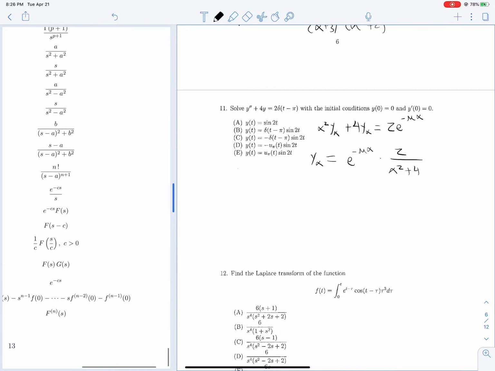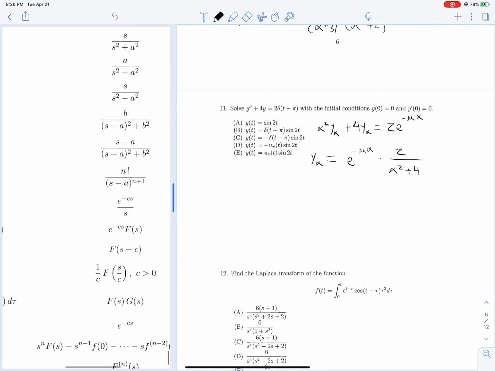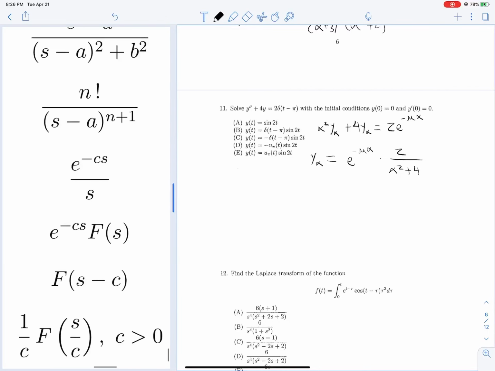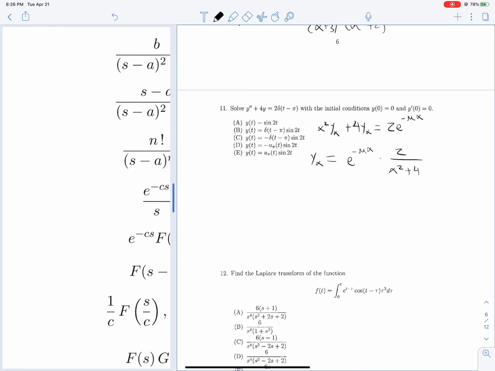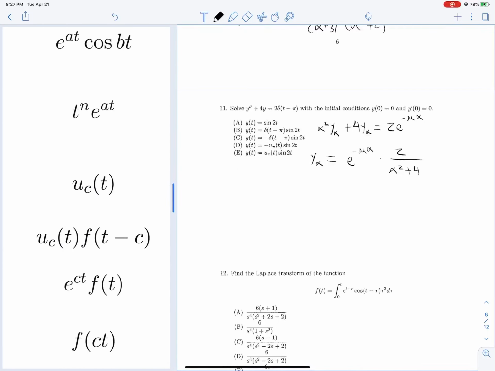We can just go over here and see that e to the negative cs times f of s, where in this case f of s is the Laplace transform of sine 2t. That's just going to be uc of t. So y of t is uc of t, where c is this guy, pi. So u pi of t times, well, what did we say the inverse Laplace transform of this thing was? That's just sine 2t, where we replace all of our t's with t minus pi.